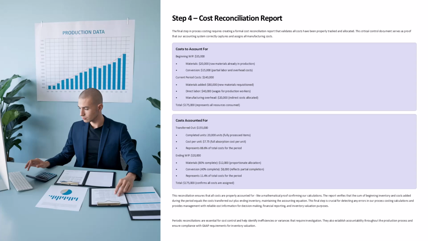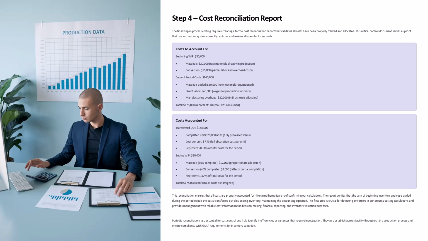The final step in weighted average process costing creates a comprehensive report that verifies all costs are properly accounted for, like a mathematical proof confirming our calculations. This cost reconciliation ensures that the sum of allocated costs equals the total costs we started with, providing assurance that nothing has been lost or double counted. Imagine a glass manufacturer like Corning preparing a report that tracks every dollar from beginning inventory through current additions to ending allocations, ensuring perfect cost accountability.